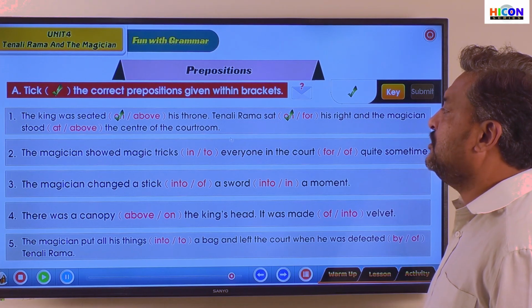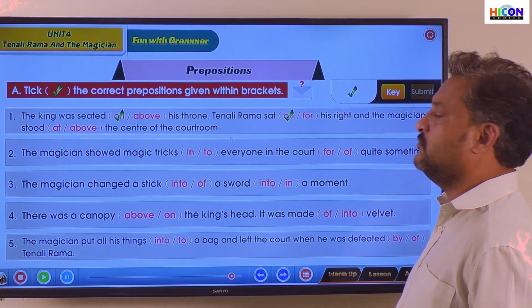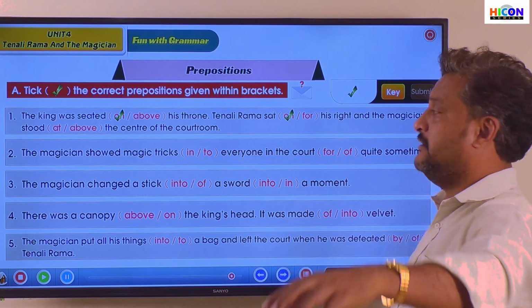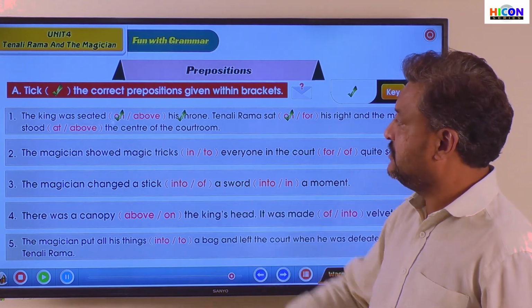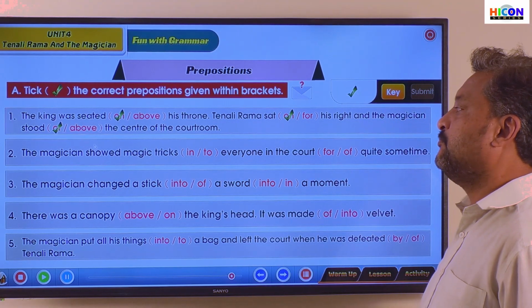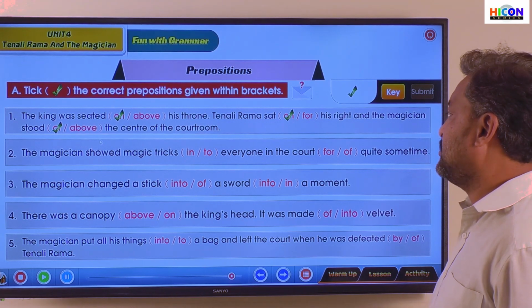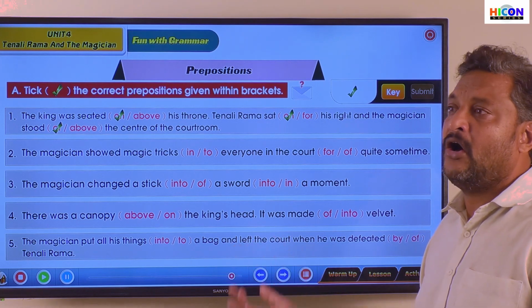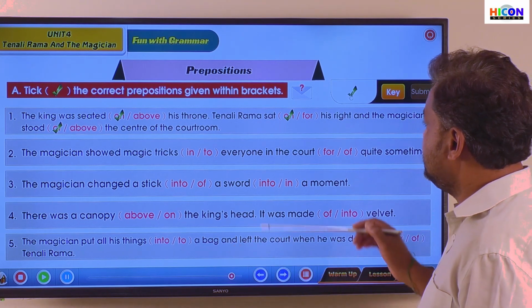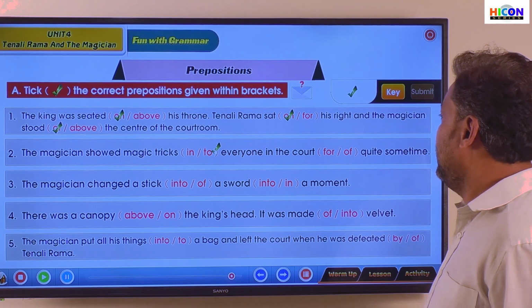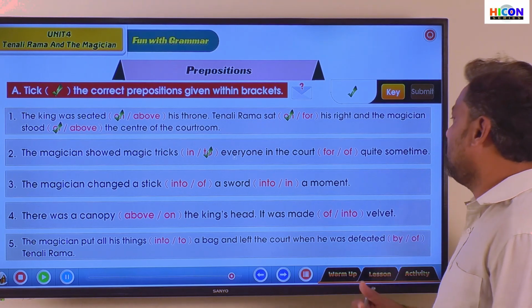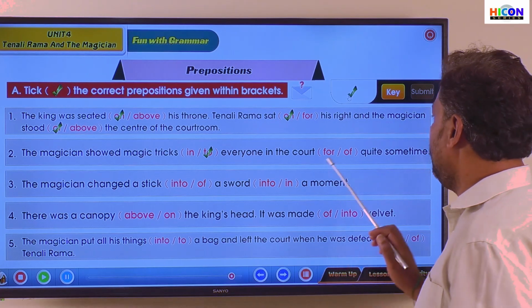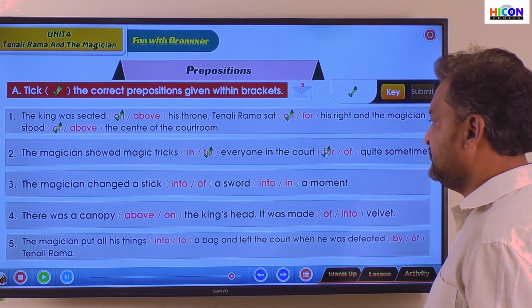And the magician stood at the center of the courtroom. He cannot stand above the courtroom, isn't it? He can stand at the center. So, at the center. The magician showed magic tricks to everyone. He was performing for all the people there, isn't it? So the answer is to everyone in the court for quite some time. For is a preposition of time, right? For quite some time.